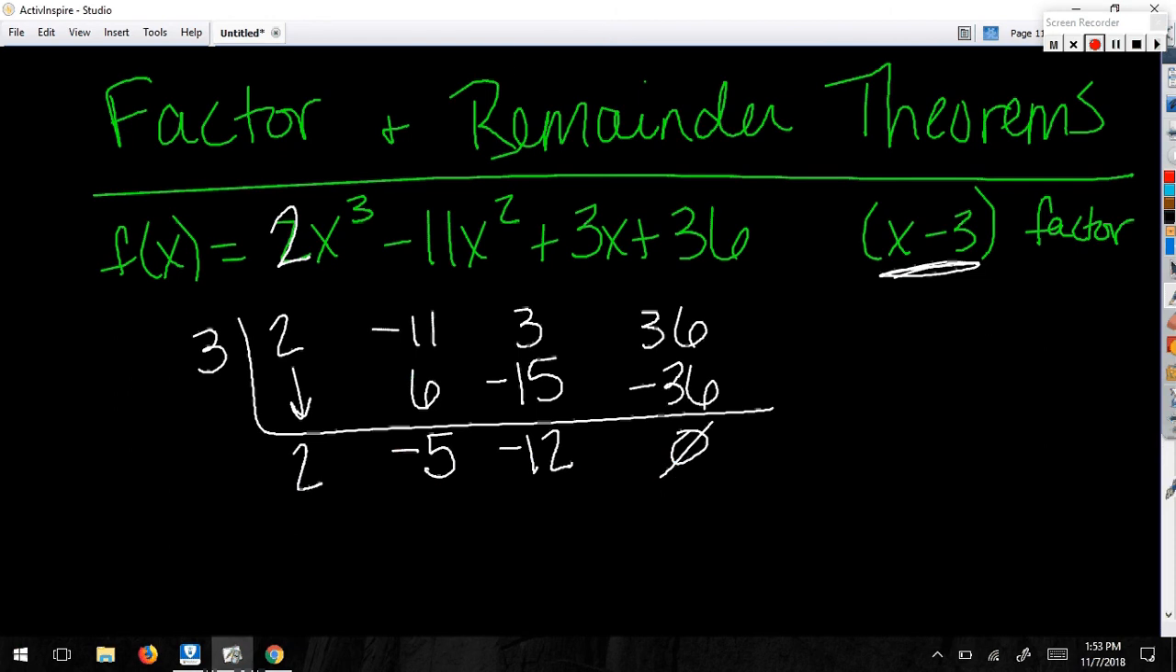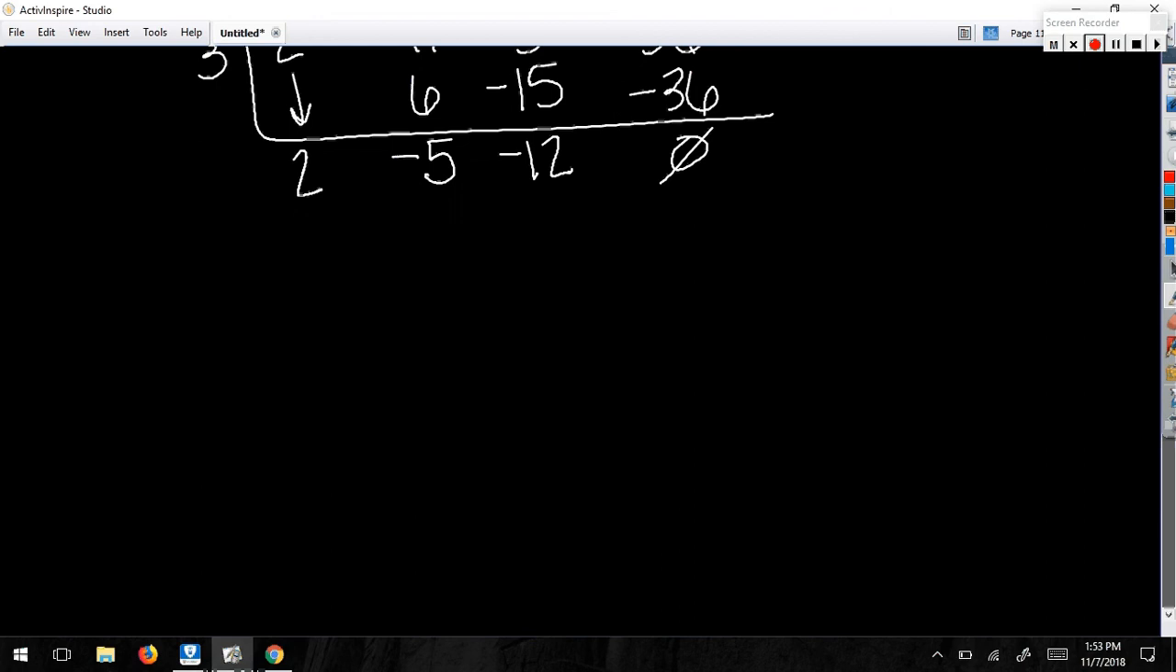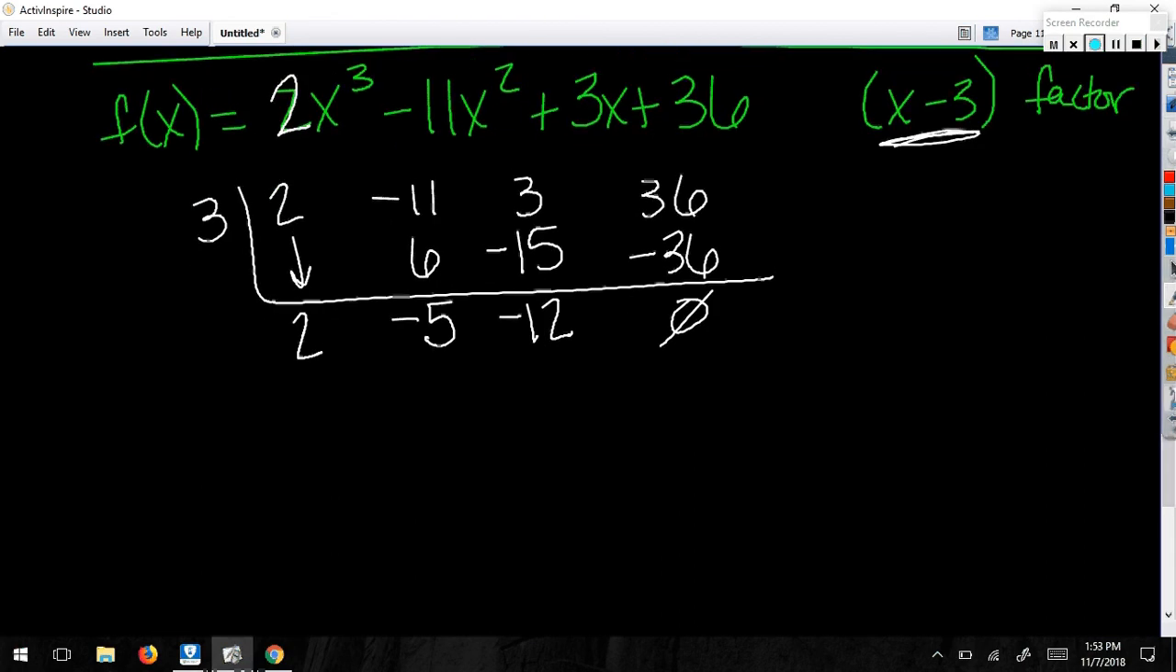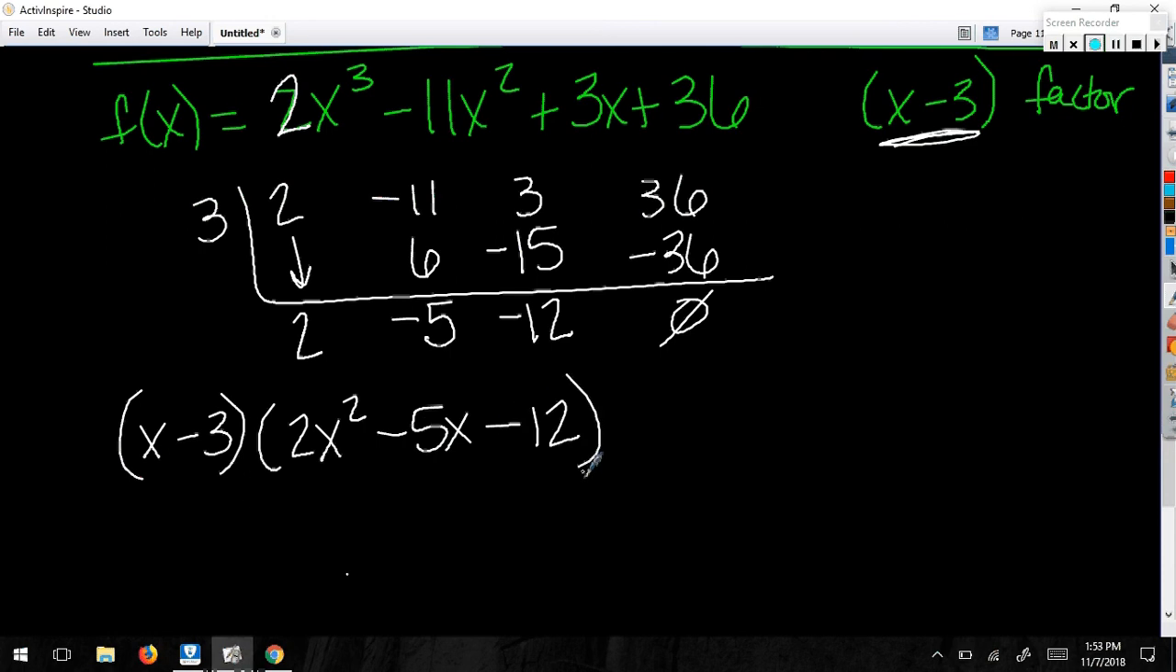All right, so then we said after we divide, we rewrite it, right? Okay, so let's rewrite this. If I rewrite this, I have x minus 3, and then I have what? That's exactly right. And then we take this and we factor.